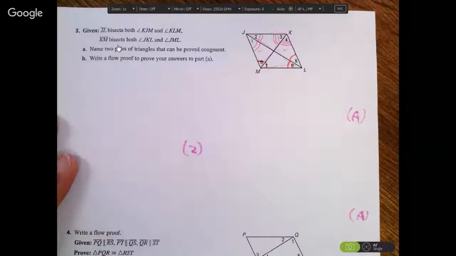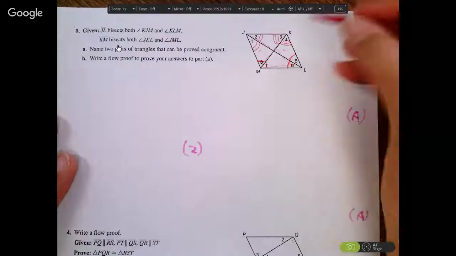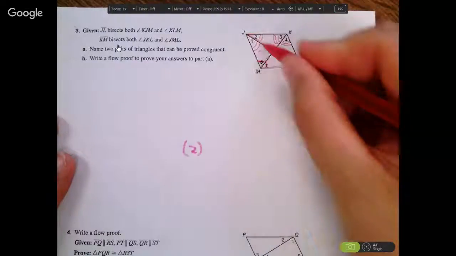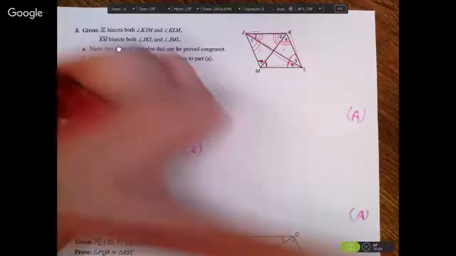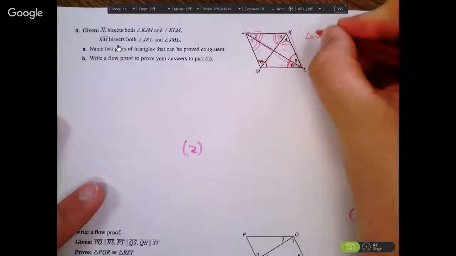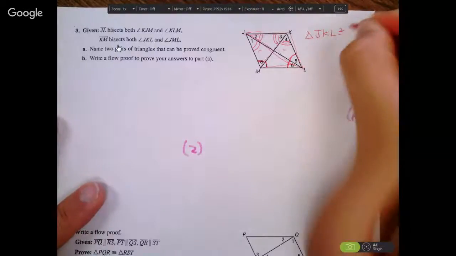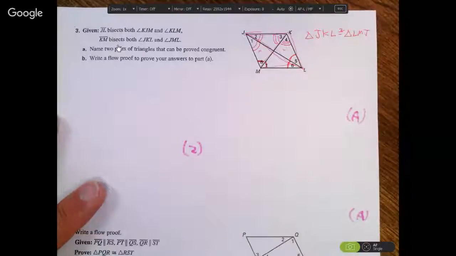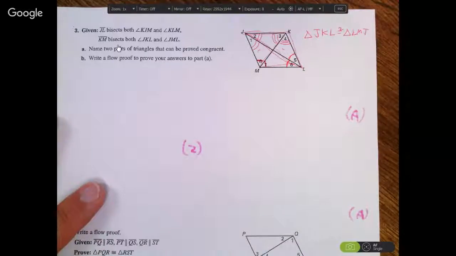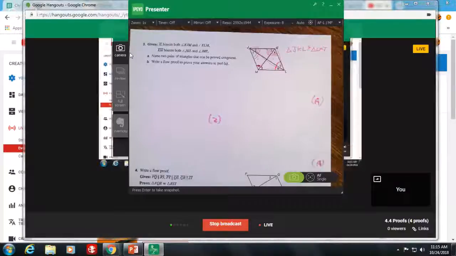So I think the easiest, the big triangle is the one that I'm going to prove congruent. So I'm going to prove triangle JKL is congruent to triangle LMJ. And we're going to run out of time, but we'll sneak the rest of these in tomorrow's notes.